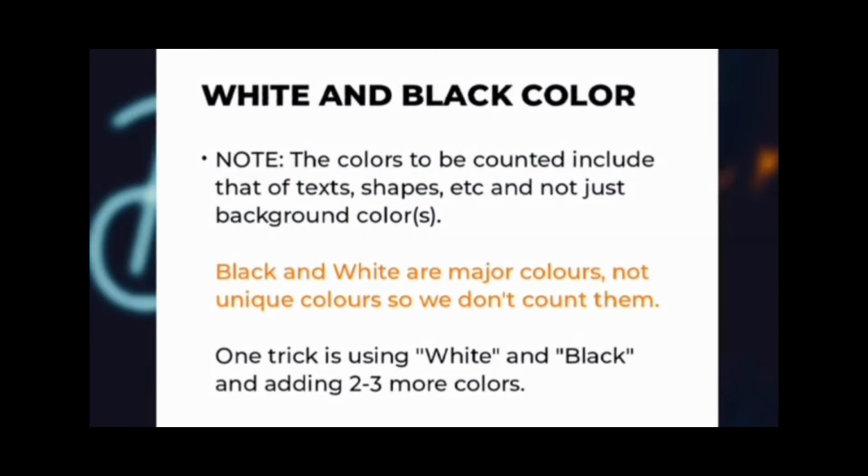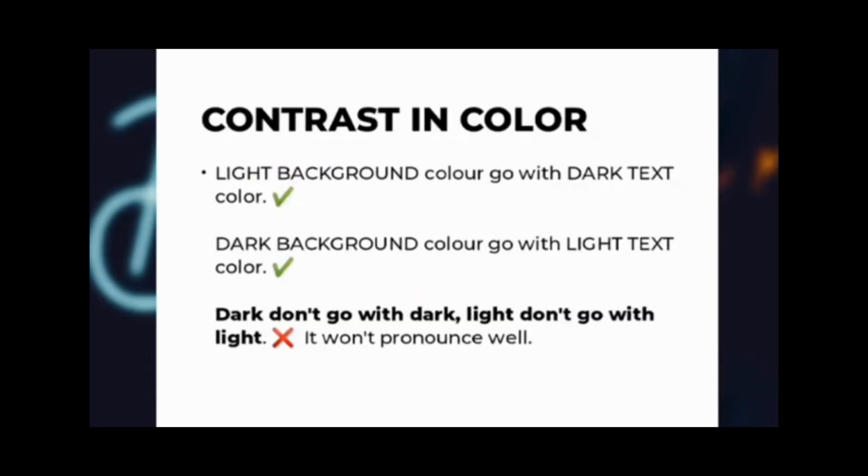Now, white and black color. Note, the colors to be counted include that of text, shape, etc., and not just background color. You count all your colors, but black and white are major colors and are not unique, so we don't count them. Like some of your text can be black and the background white. We don't count black and white, but we count all other colors apart from your background colors. Make sure it's 2 to 3. It's not 4, 5, 6 and higher. If it's 4, make sure it's 4 colors that make sense. You understand?